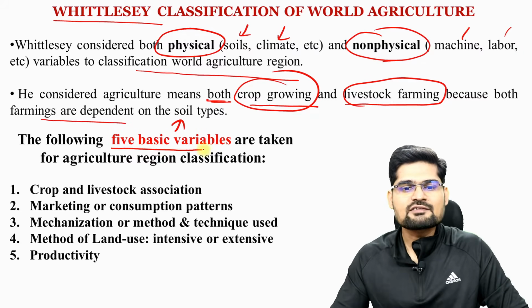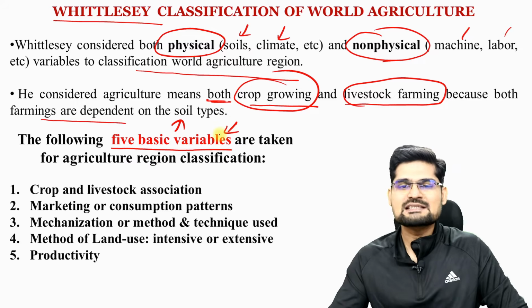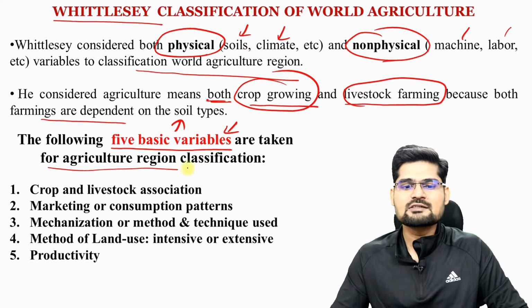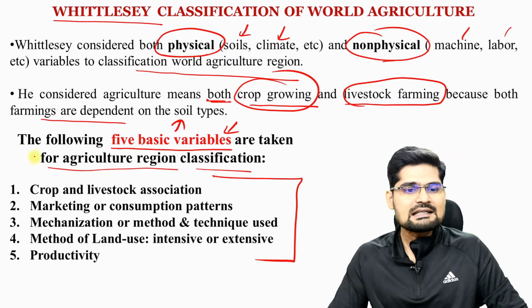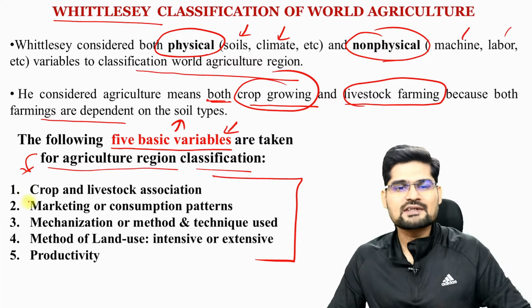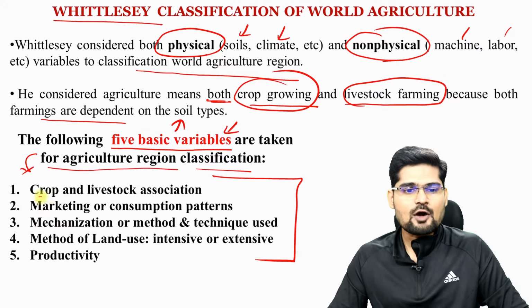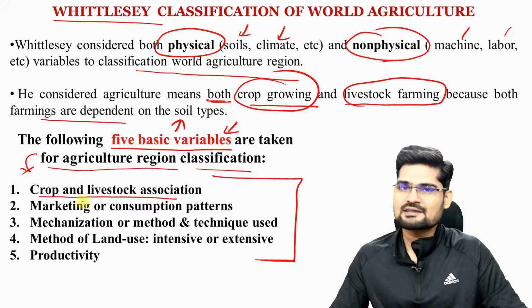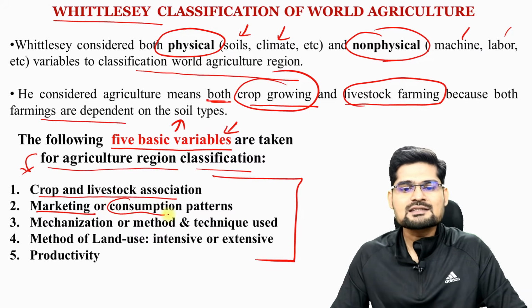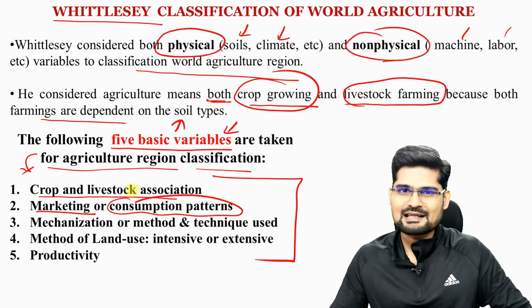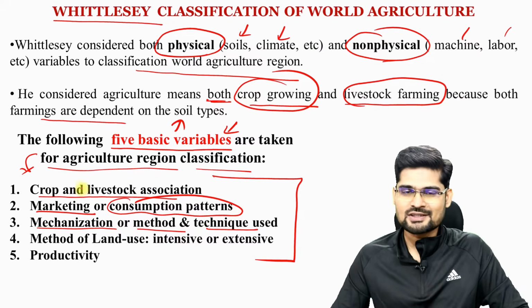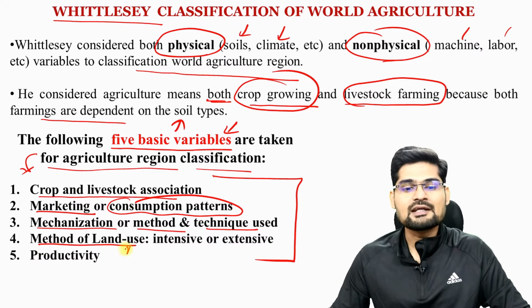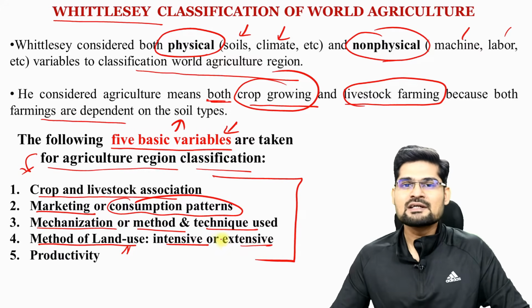So 5 basic variables we can say, or the 5 basic factors which are taken for agricultural regional classification by Whittlesey are these 5 factors, right? So the criteria for this classification is the 5 variable criteria. Crop and livestock association is the first criteria. Then marketing, or you can say consumption pattern, is the second criteria. Then mechanization, or the method and technique used for agricultural production, is the third. Then method of land use, it may be intensive or extensive, is the fourth, and the fifth one is the output, that is your productivity.